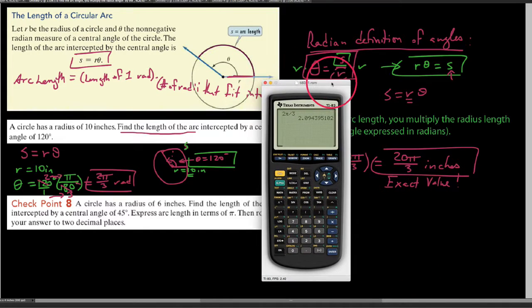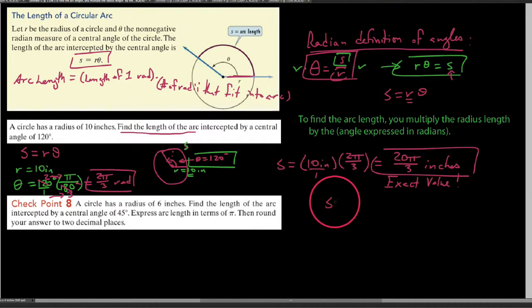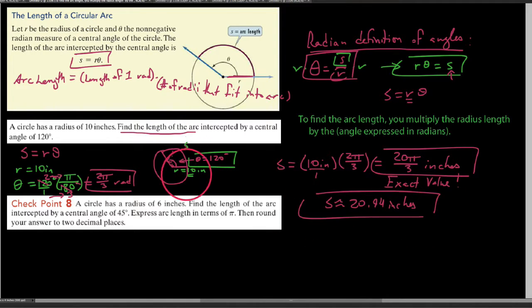Now, what we want to do is we want to get a decimal approximation. So that's what our calculator is here for. We'll go ahead and carry out this 20 times pi divided by 3 operation here. And what we get is about 20.94 inches. So I'm going to say that our arc length is approximately 20.94 inches, which makes reasonable sense given the fact that we knew that 10 inches here, this radius, according to the angle, fit into the arc length about 2.094 times. So 20.94 inches would be our arc length here.